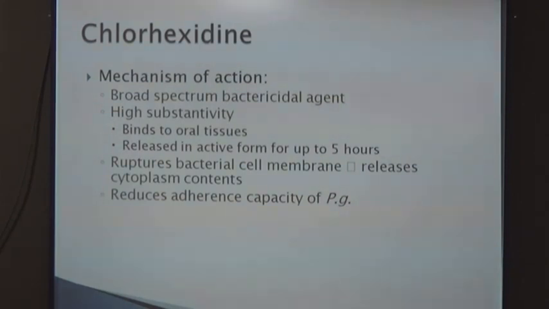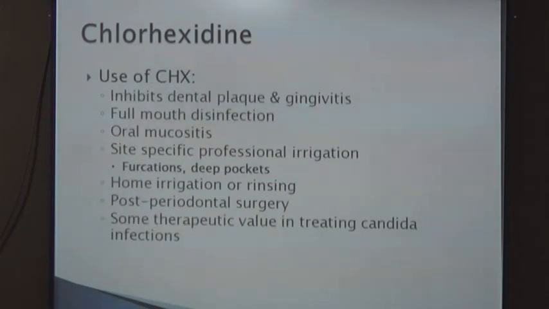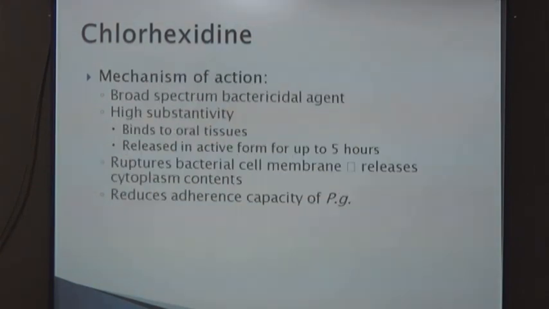Mechanism of action: this is a broad spectrum bactericidal agent with high substantivity and reduced adherence. Please remember, chlorhexidine is more important for reducing the adherence capacity of P. gingivalis. So mainly in chronic periodontitis, we give chlorhexidine because not only is it bactericidal, it avoids adherence of P. gingivalis. Understood? And they ask this in MCQ.